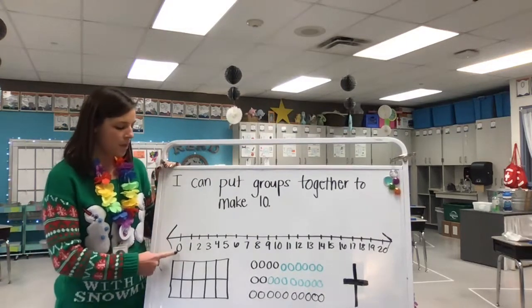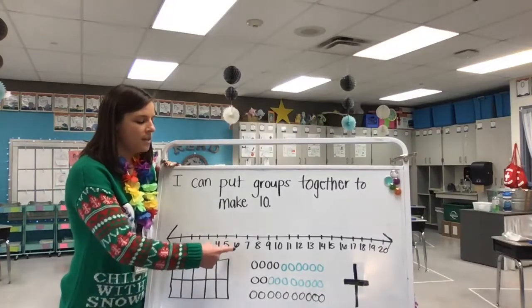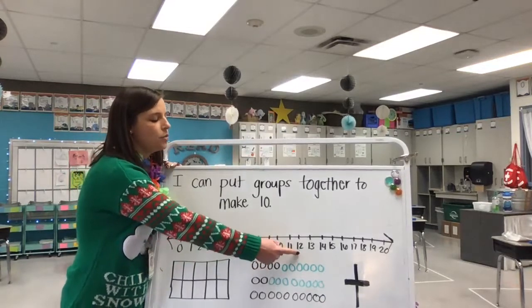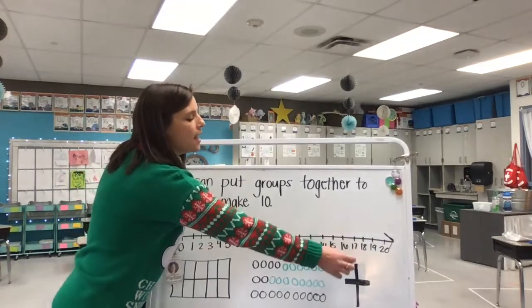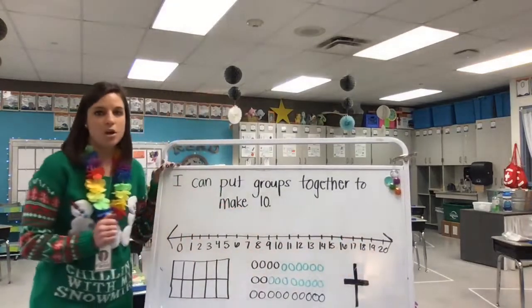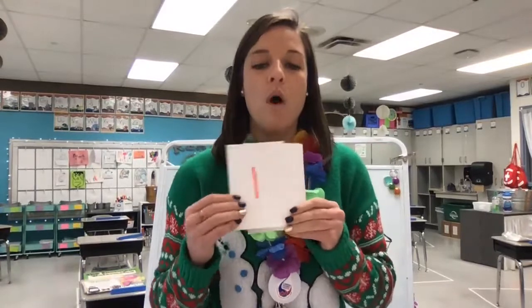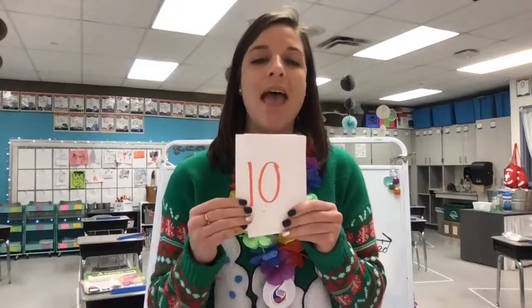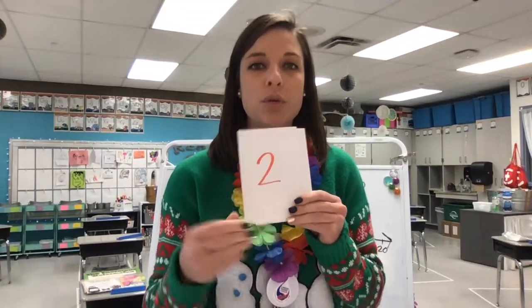Let's start with 0. 0, 1, 2, 3, 4, 5, 6, 7, 8, 9, 10, 11, 12, 13, 14, 15, 16, 17, 18, 19, 20. Very good. Now let's look at those same numbers on our number cards. All I want you to do is tell me the name of the number. Ready? Here we go. 4, 1, 9, 6, 3, 10, 8, 7, 5, 2.